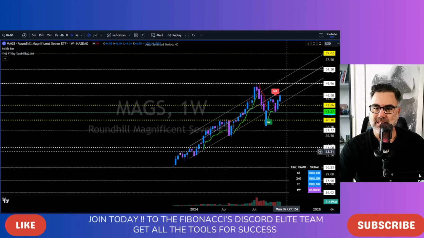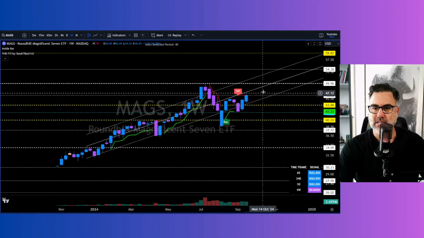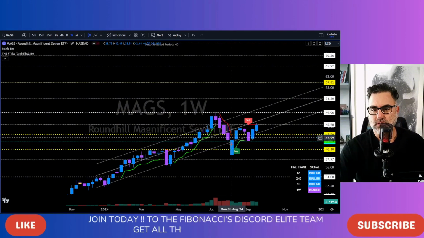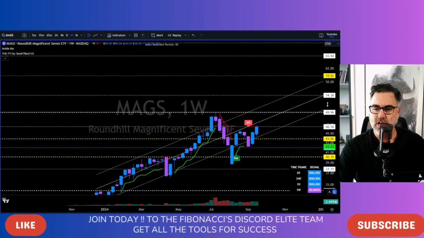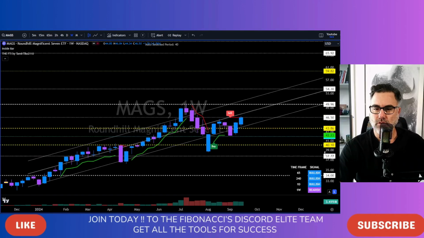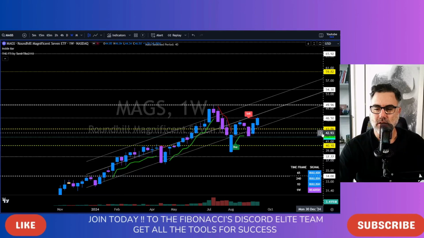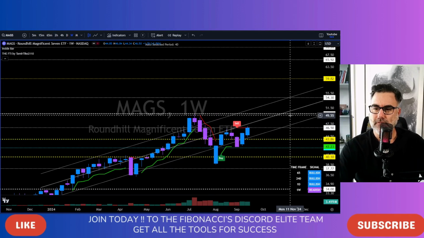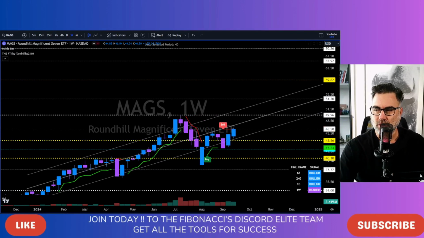MAGS, the Magnificent 7 ETF, also has a very nice uptrend channel since August. Back inside this channel, also bullish on all time frames. The bearish signal on the weekly will get fixed. It's a glitch. Long continuation, and we will see 50 and 54.